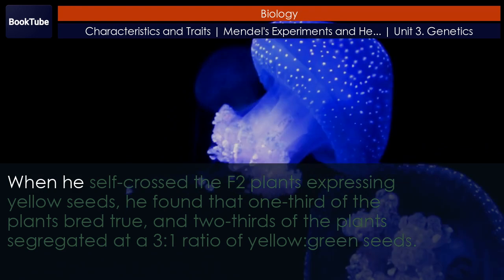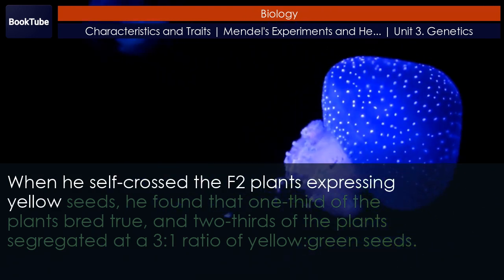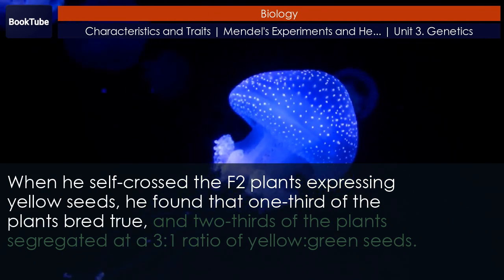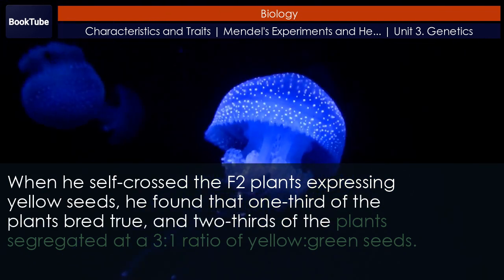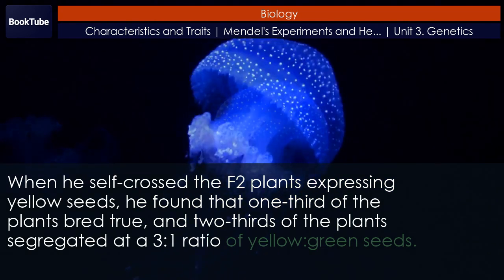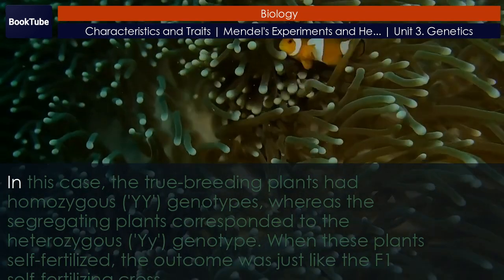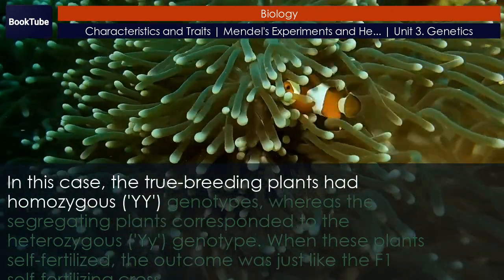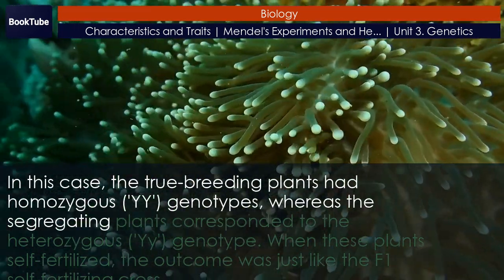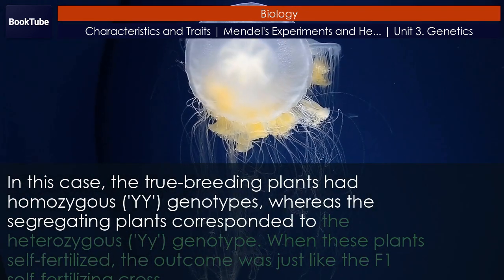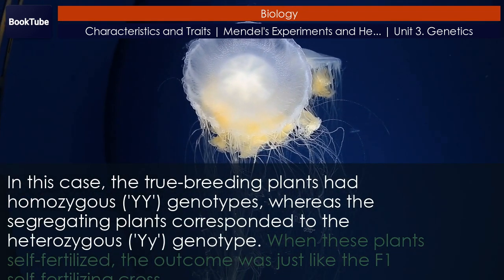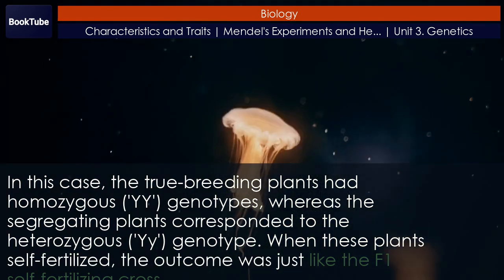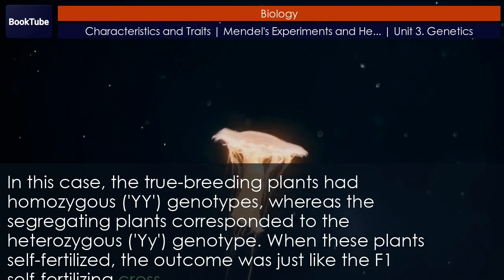When he self-crossed the F2 plants expressing yellow seeds, he found that 1/3 of the plants bred true, and 2/3 of the plants segregated at a 3-to-1 ratio of yellow-green seeds. In this case, the true breeding plants had homozygous YY genotypes, whereas the segregating plants corresponded to the heterozygous Yy genotype. When these plants self-fertilized, the outcome was just like the F1 self-fertilizing cross.